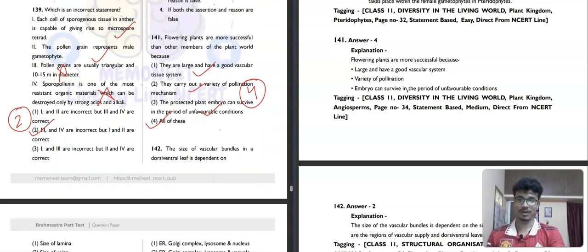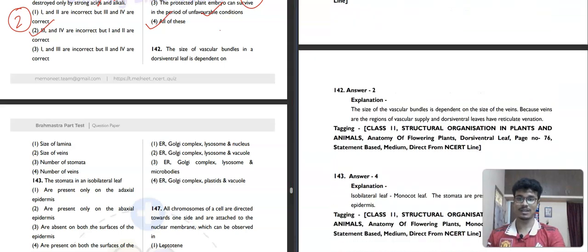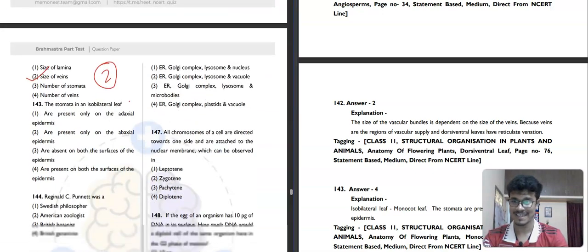Then question number 142. It is saying that the size of vascular bundles in dorsiventral leaves is dependent on size of lamina, size of veins, number of stomata, and number of veins. The size of vascular bundles is dependent on the size of veins because veins are the regions of vascular supply and dorsiventral leaves have reticulate venation. So the second option is our correct answer. Moving to the next question. Question is 143.